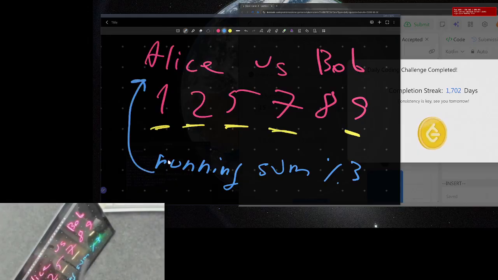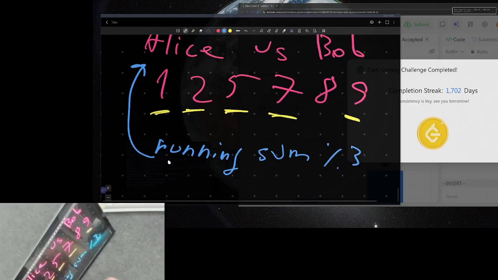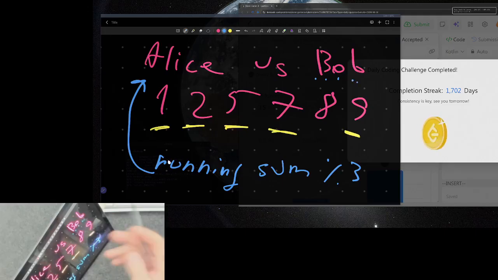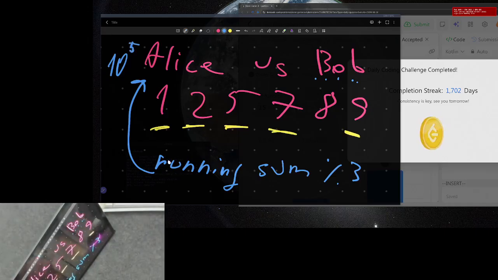So this is not a symmetry game. Like we can't just solve it for Alice and Bob would automatically invert its moves. It's not this kind of game. Size of array is 10 to the power of 5.